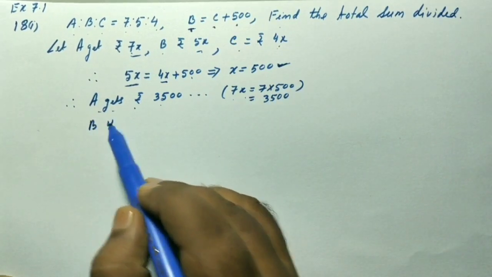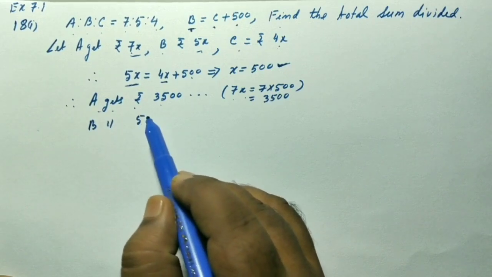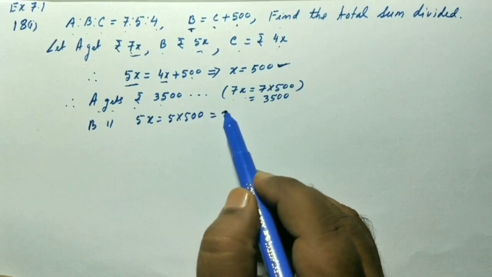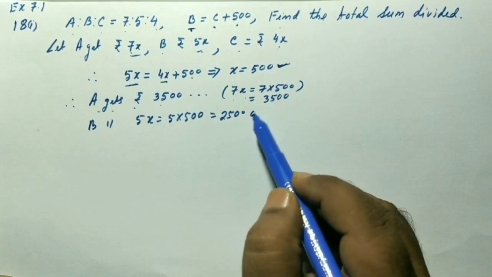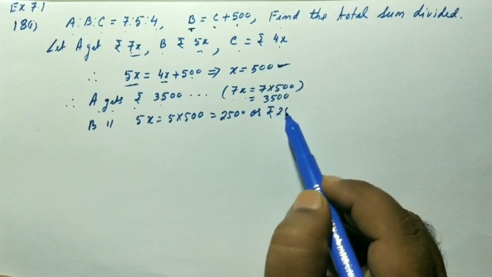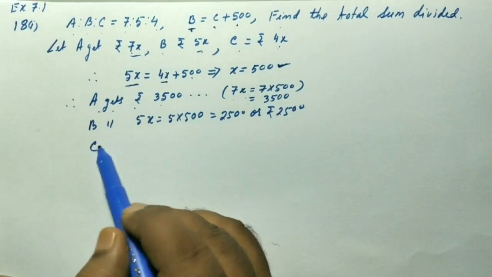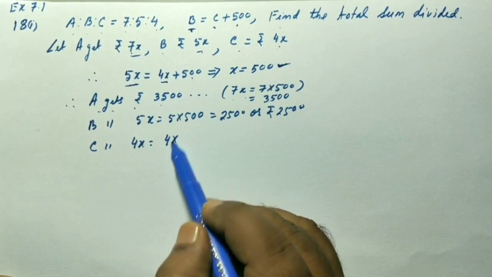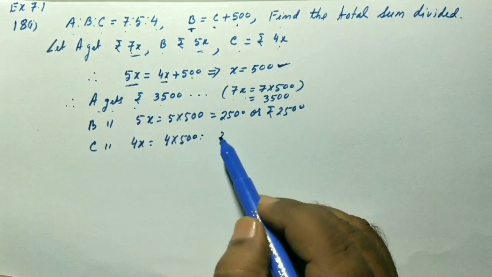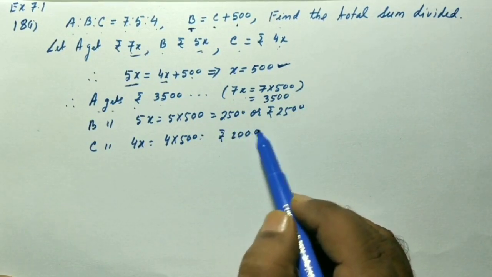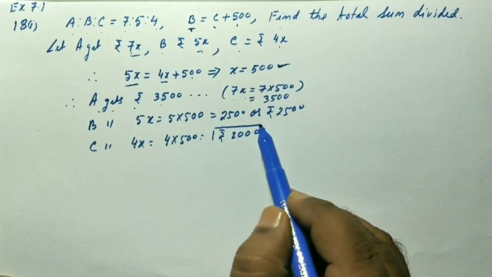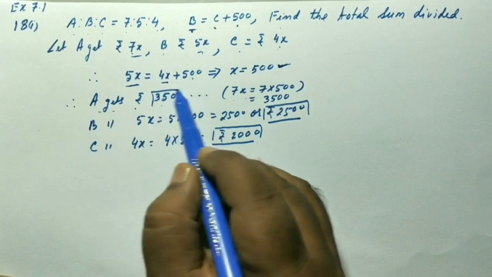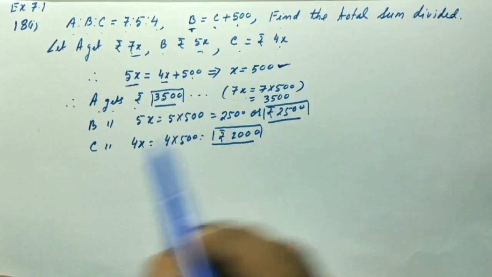Similarly, B gets 5x, that is 5 into 500, which is 2500, or you can write rupees 2500 and C gets 4x, 4 into 500, that is rupees 2000. So this is what C gets, this is what B gets, and this is what A gets. But the question is total sum.